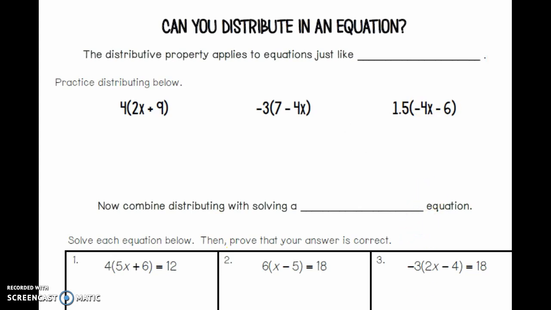Now Jake's going to work on the third one for us. Go ahead, Jake. So what you have to do is 1.5 times negative 4x, which would equal negative 6. Good. And then a positive 1.5 times a negative 6 is a negative, because a positive times a negative is a negative. Good. So that would equal negative 9. Beautiful. Very nice job. I'm going to pause it. Make sure you have this written down.